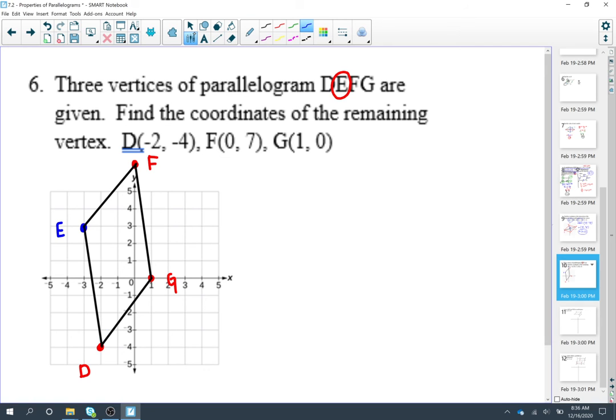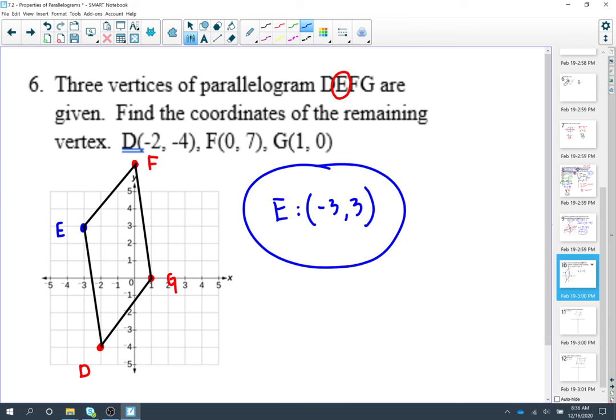I mean, by looks, it looks pretty good. And then from D to G, I'm going to do the same thing. So D to G, I would rise 1, 2, 3, 4. Run 1, 2, 3. Okay, so from E to F better be the same thing. 1, 2, 3, 4. 1, 2, 3. So I know that my sides are parallel because they have the same slopes. So the coordinates of E are -3, 3, to make a parallelogram.